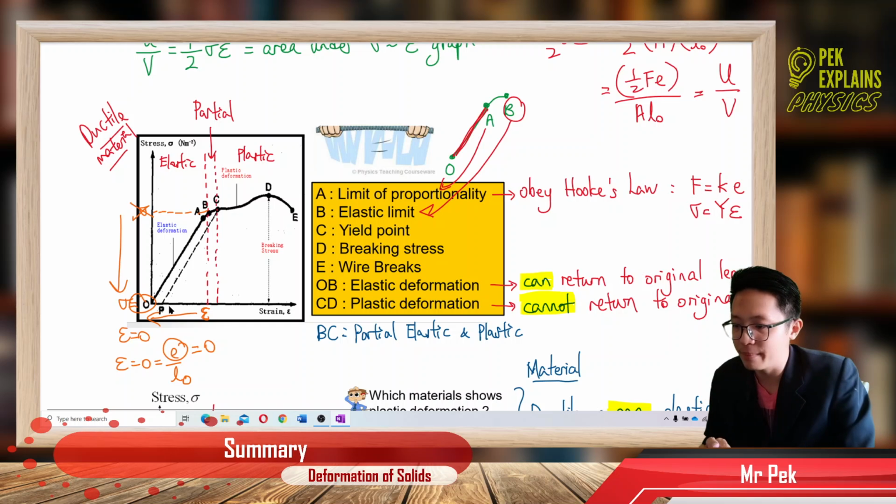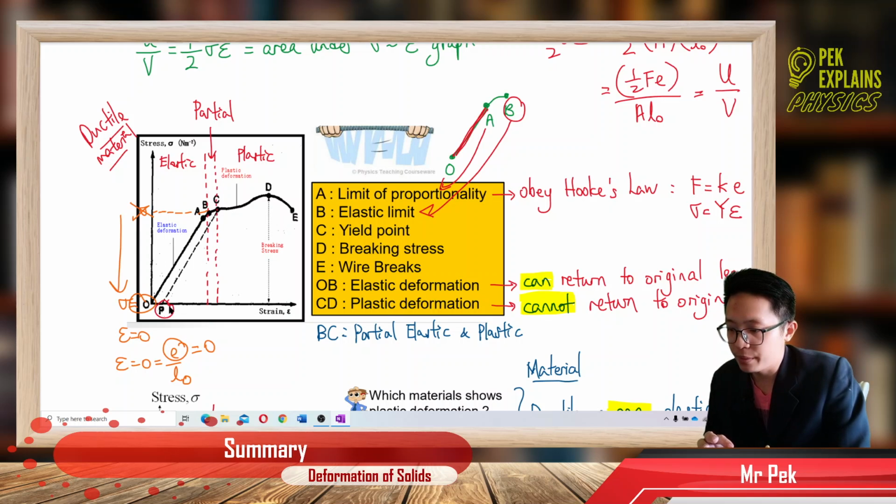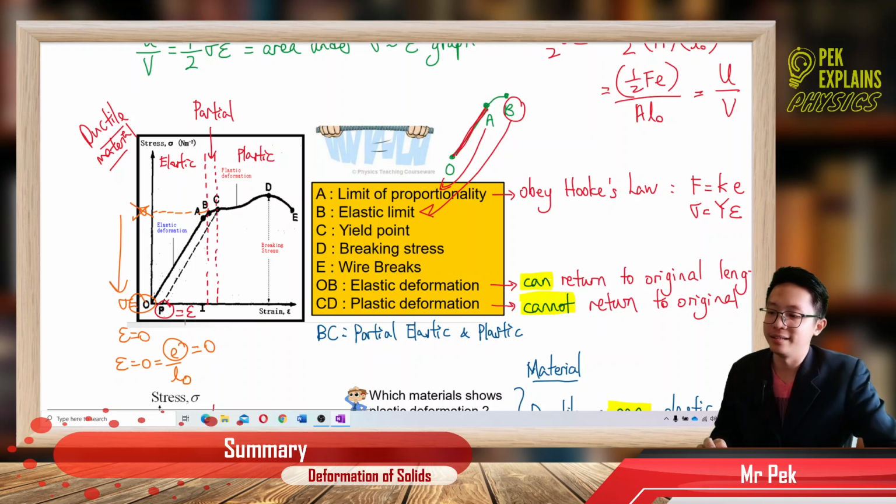The strain now becomes, let me show you, P. So it has a small amount of elongation already. When you pull to C and release the stress back to 0, the strain cannot go back to 0.